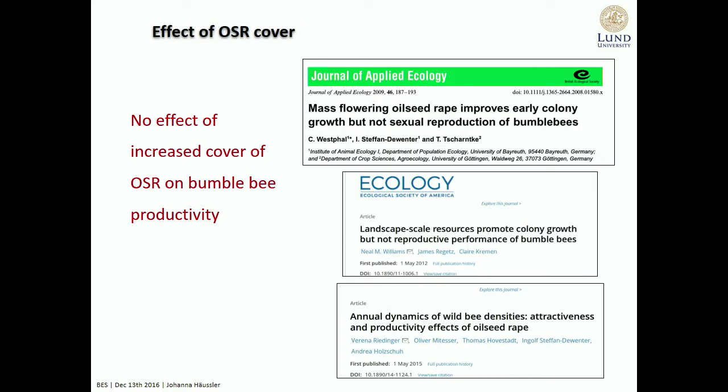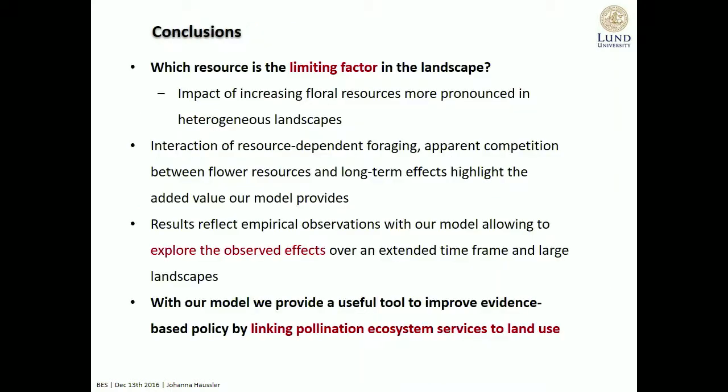On the other hand, however, we did not see an effect of increased cover of oilseed rape on bumblebee productivity, which has also been shown empirically, because the resources collected when oilseed rape is flowering do not allocate to reproduction of reproductives, but only to workers. So the colony is growing, but that doesn't mean that they actually produce more queens or males.